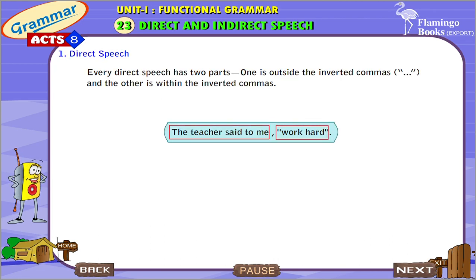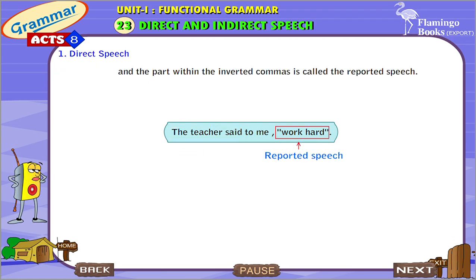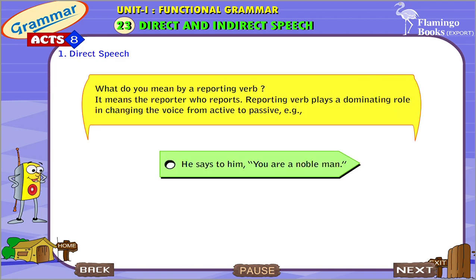Direct speech. Every direct speech has two parts. One is outside the inverted commas and the other is within the inverted commas. The part outside the inverted commas is called the reporting verb, as we are only concerned with the verb and not the speaker. And the part within the inverted commas is called the reported speech. What do you mean by reporting verb? It means the reporter who reports.